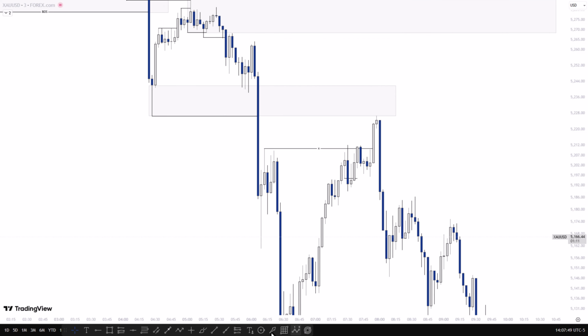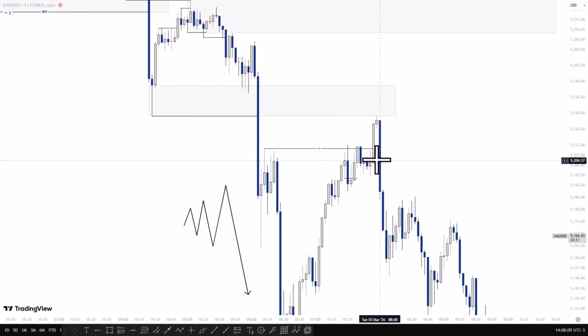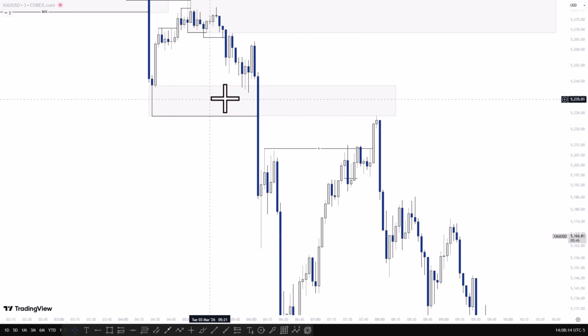How is it engineered liquidity? Price will create some form of market structure shift on either the same time frame or lower time frame, and then price will fail to continue bearish. Then price will take out this high, then go bearish. So we've seen an engineered liquidity at this level, which makes this level, which is the breaker block, high probability.